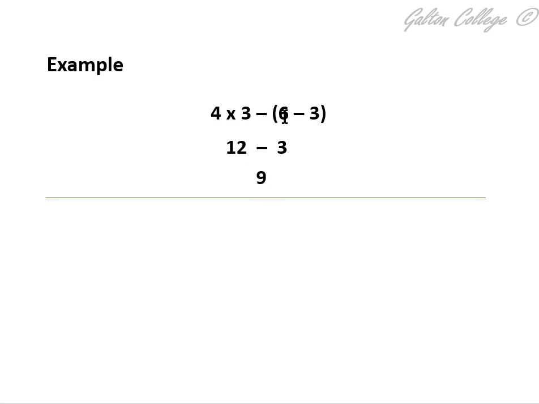So when you're evaluating that, work out what's inside the bracket. Here is 6 minus 3, which is 3. Take away the 3 from the 12, giving us 9. 8 minus 4 minus 2, which is 8 minus 2, which is 6. I think that's the one I've confused above.